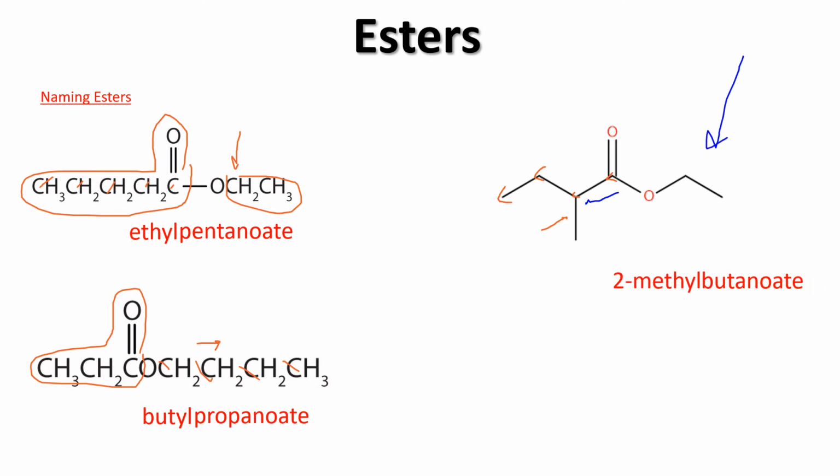And then we'll turn our attention to the other side, where it looks like we have 2 carbons, so that should be an ethyl 2-methyl butanoate.